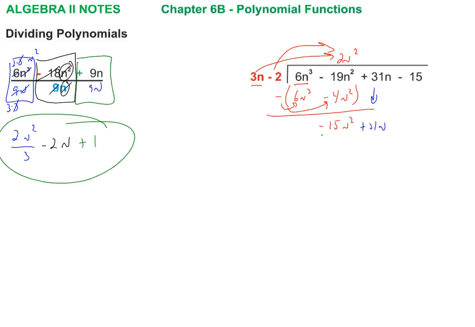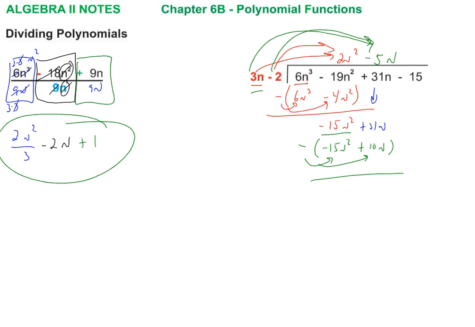All right, front divided by front. Negative 15n squared divided by a 3n is a negative 5n. All right, front times front. 3n times negative 5 is negative 15n squared. Negative 2 times negative 5n is a positive 10n. But remember, subtract, distribute. Front term is 0. 31 positives and 10 negatives leaves me 21 positives.